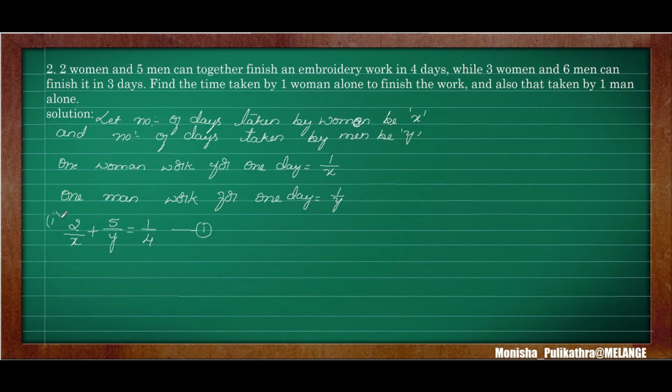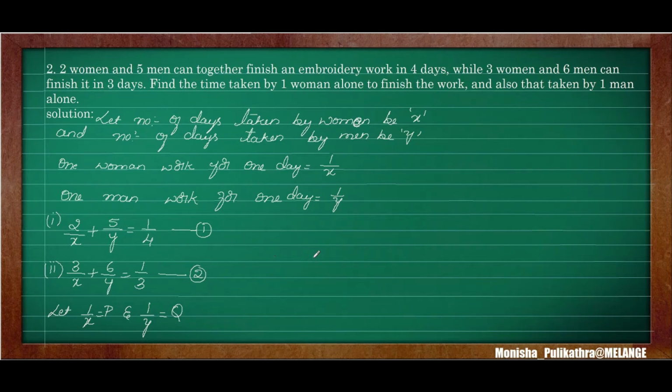And similarly, they have given 3 women plus 6 men, who finish a work in 3 days. Let this be equation 2. Now we have to solve this. Here we can take the reducible method. So let 1 by x be p and 1 by y be q. This is a pair of reducible equations.